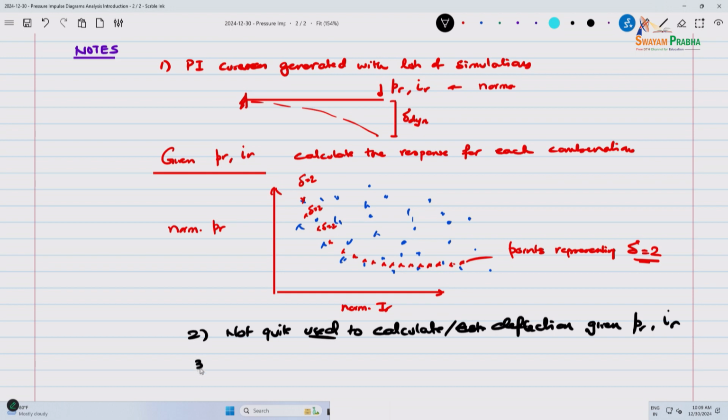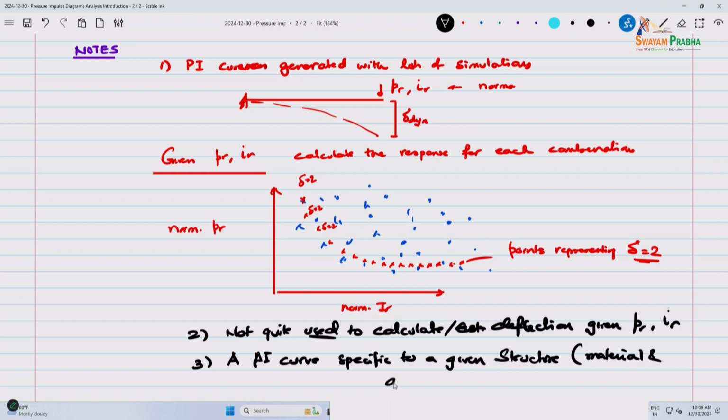And third, a PI curve is specific to a given structure, including the material and geometric properties. But given that, you can extrapolate a little bit for a similar structural type, because you cannot be generating it for each and every situation like this.